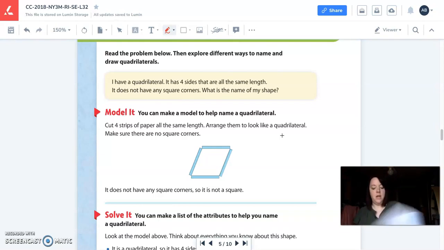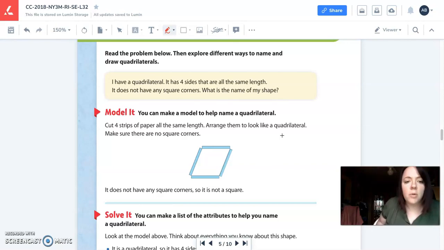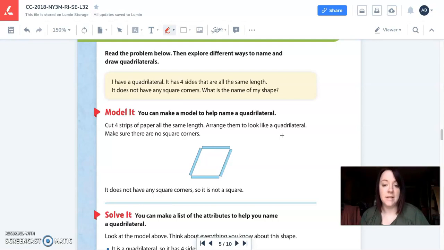So, if we want to know, okay, I'm going to read it again. I have a quadrilateral. It has 4 sides that are all the same length. It does not have any square corners. What is the name of it? Well, this is it right here.